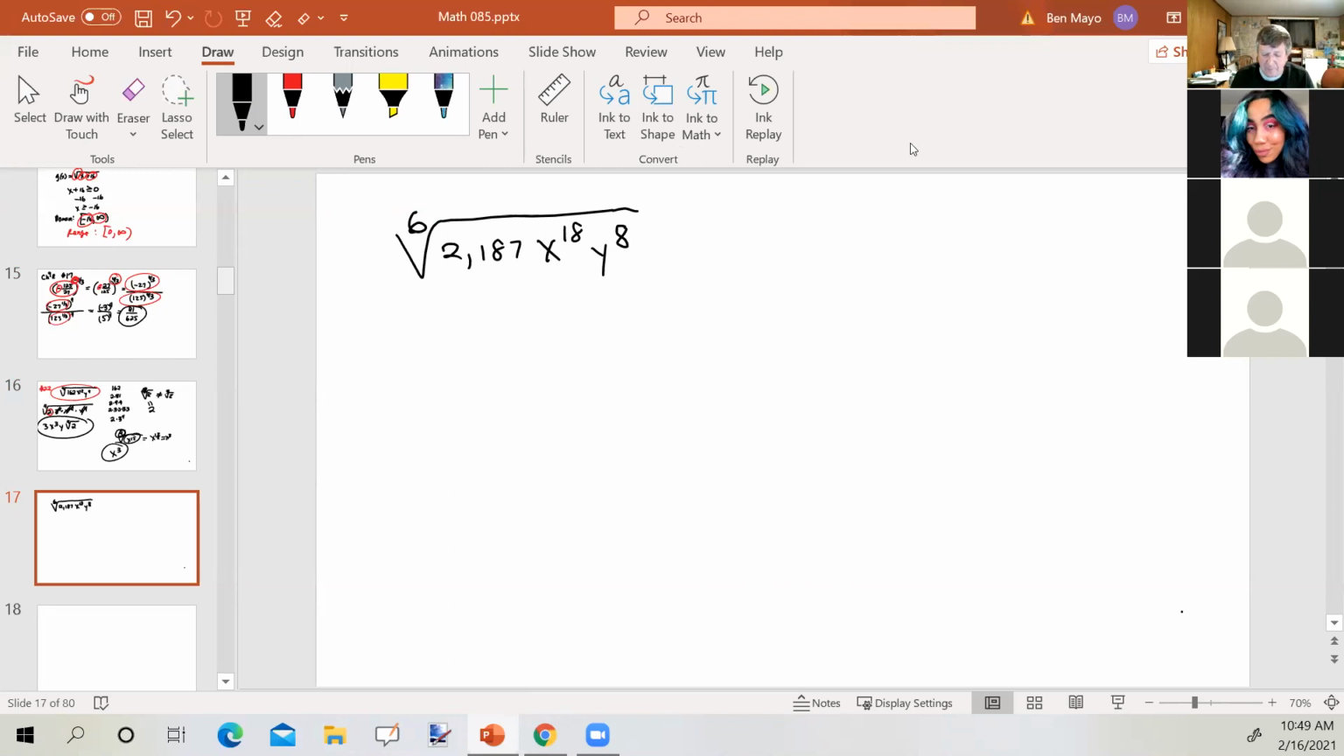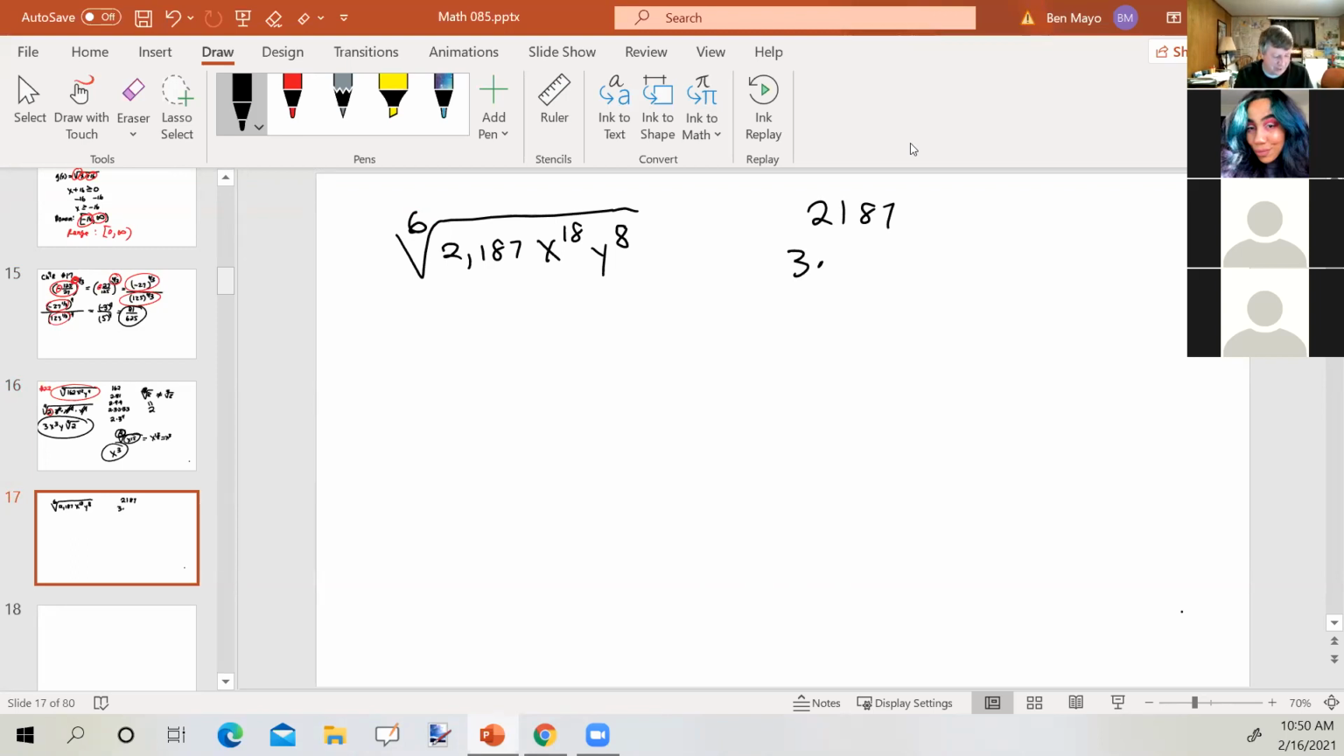It's the same idea, but what I've got to do is look at the 2,187 and figure out, is that something to the sixth power with some stuff left over? Do you remember how to figure out what factors are involved in a number? For instance, if a number's even, 2 goes into that number. If a number ends in 5 or 0, 5 goes into that number. How do you tell if 3 goes into a number? You add up all the digits. So in this case, 2 plus 1 is 3, plus 8 is 11, plus 7 is 18. If 3 goes into the sum of the digits, 3 goes into the number. 3 does go into 2187.